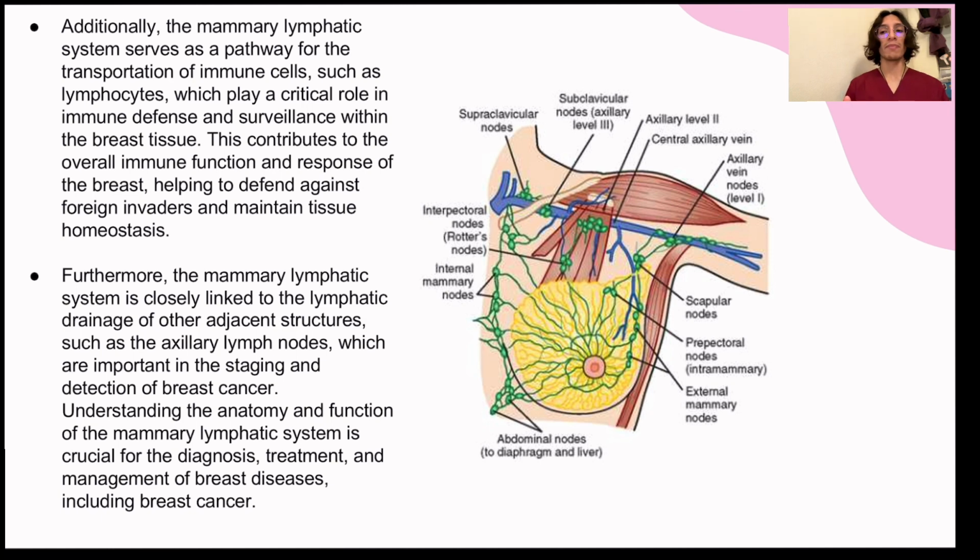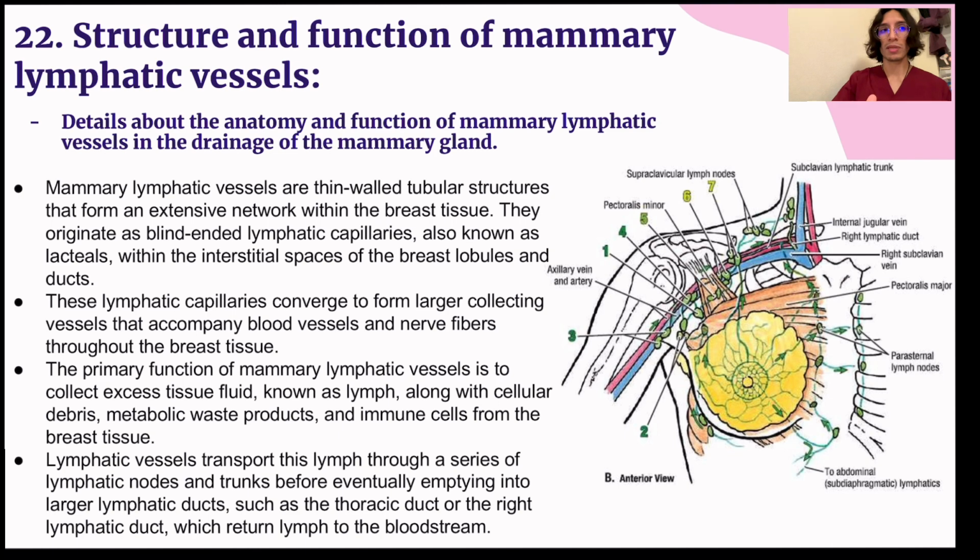Furthermore, the mammary lymphatic system is closely linked to the lymphatic drainage of other adjacent structures, such as the axillary lymph nodes, which are important in the staging and detection of breast cancer. Understanding the anatomy and function of the mammary lymphatic system is crucial for the diagnosis, treatment, and management of breast diseases, including breast cancer.